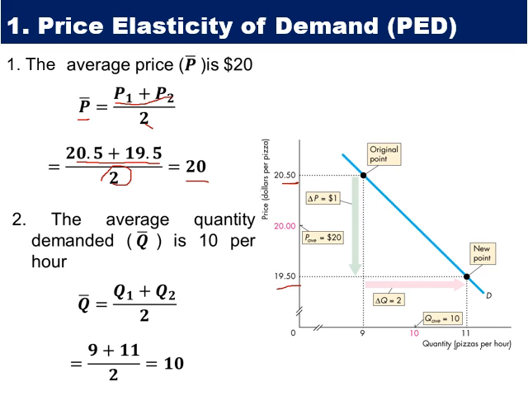Then the next step is to compute the average quantity demanded Q bar, and here Q bar equals Q1 plus Q2 divided by 2, where the first quantity is 9 and the second quantity is 11. So Q bar equals 9 plus 11 divided by 2. So average quantity equals 10 units, as shown here on the figure. So this is the average price, and this is the average quantity.